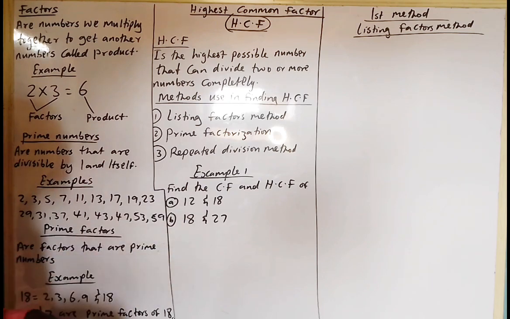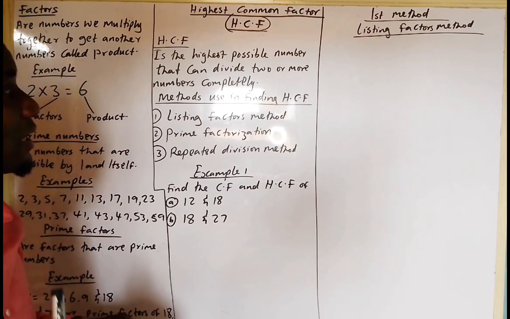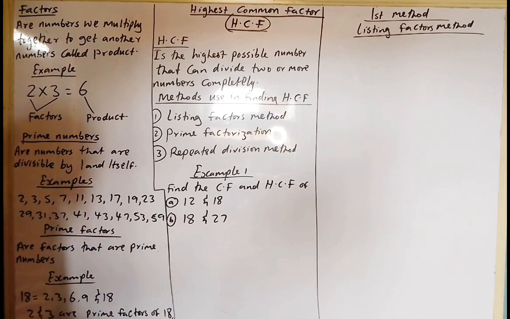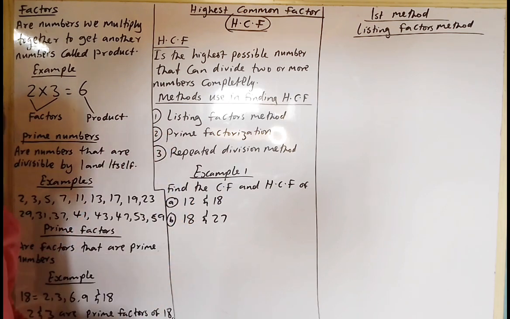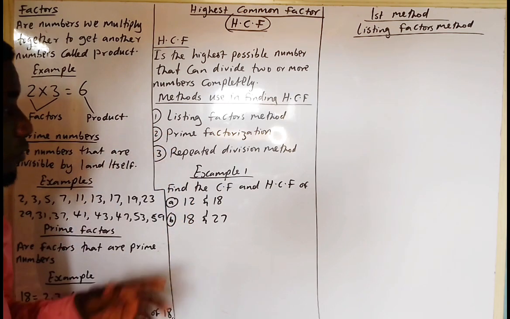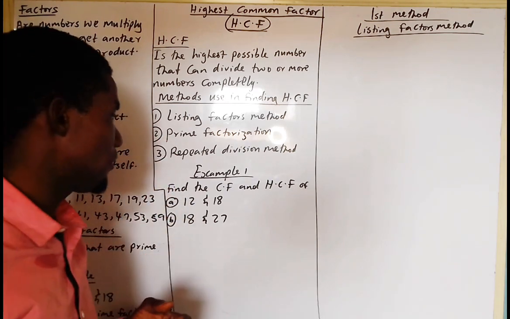Now, what is HCF? HCF is the highest possible number that can divide two or more numbers completely. Now we have several methods which we can use to find the HCF of numbers. We have the listing factor method, we have the prime factorization, and we have the repeated division method.